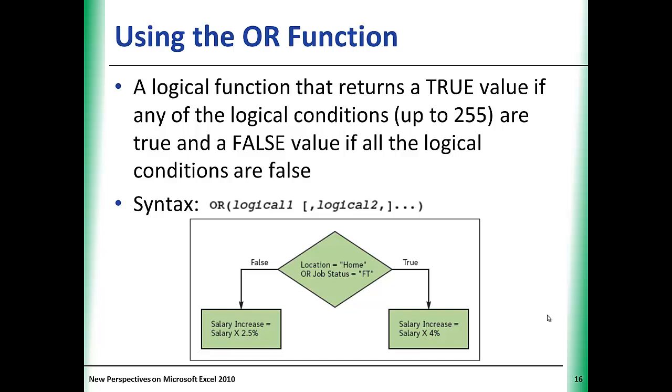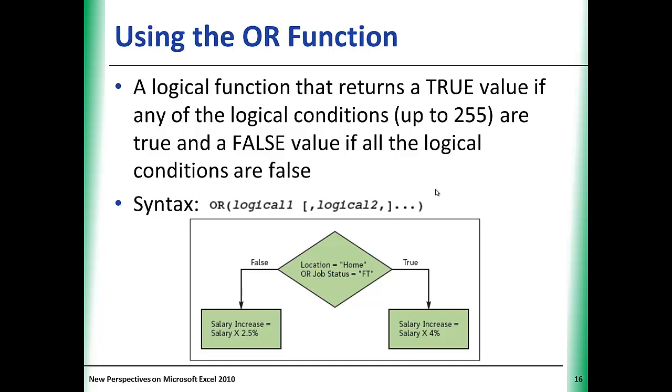The OR function is a logical function that returns a true value if any of the logical conditions, up to 255 again, are true, and a false value if all of the logical conditions are false. So it's kind of the reverse of the AND function. If you remember the AND function, in order for it to return a true value, both or all of the conditions have to be true. In this case, with the OR function, any of them can be true and it will return a true value.